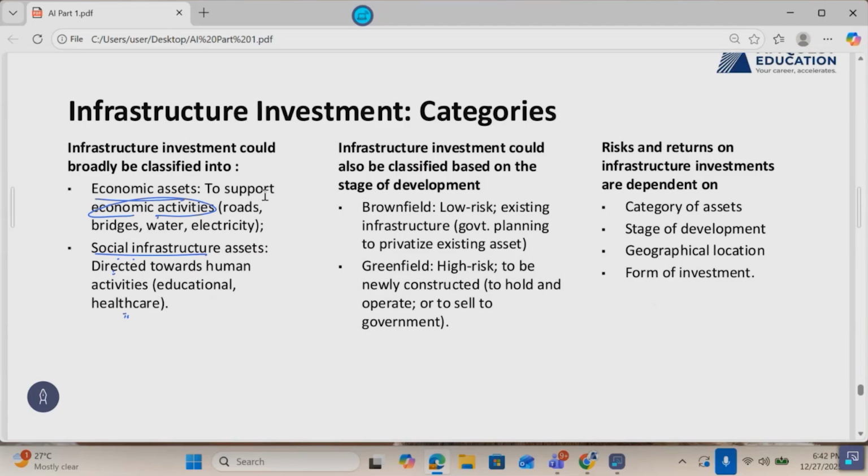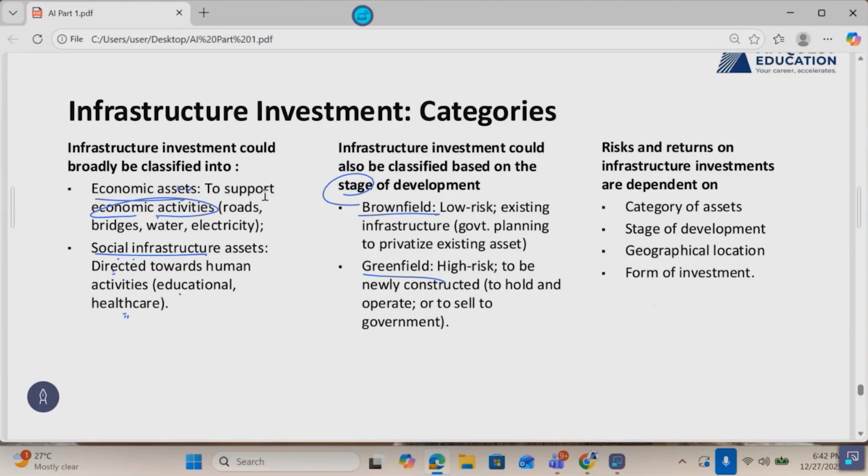Those are all social infrastructure assets, right? They could also be based on the type of infrastructure. This is based on the stage. Please learn the words carefully: brownfield and greenfield. Brownfield is where the infrastructure is already existing, and the government is looking to privatize it. It's going to take it over. Greenfield is where it is not existing, it is to be created. So brownfield is there, greenfield is not there, to be created.